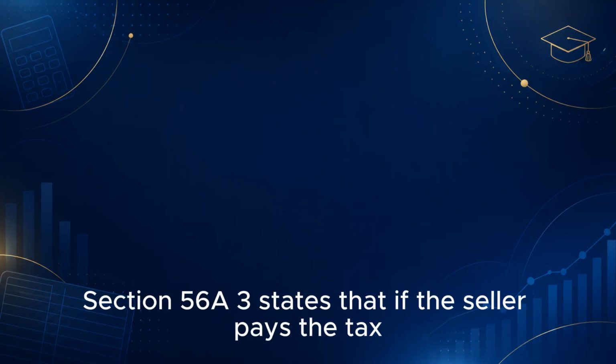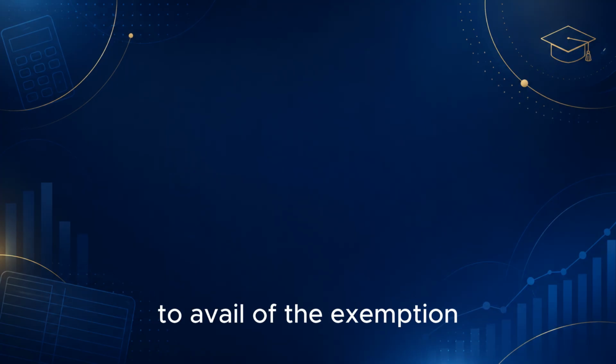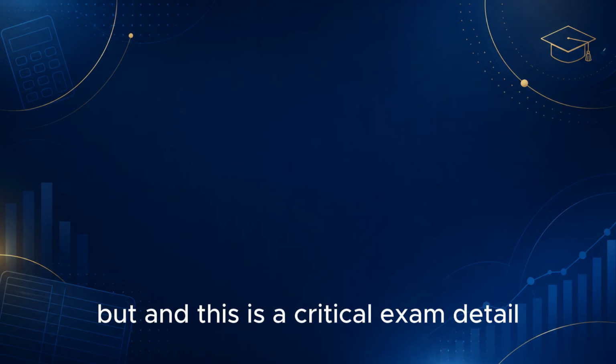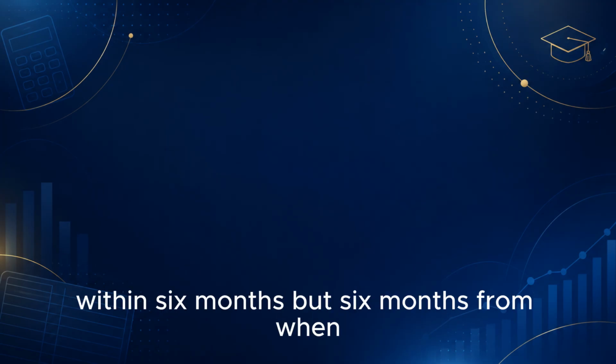Section 56A3 states that if the seller pays the tax, but later submits proof of their intent to avail of the exemption, they're entitled to a refund. Okay, that's a relief. But, and this is a critical exam detail, the taxpayer must submit that proof of intent within 6 months. But 6 months from when?